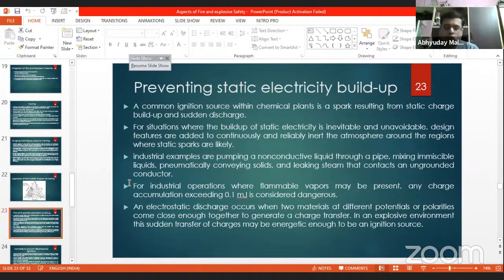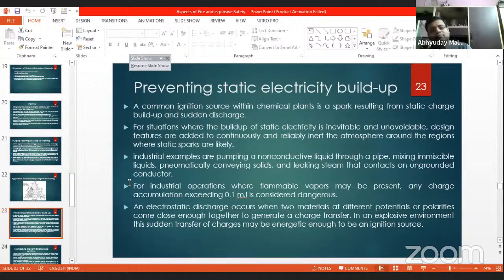Industrial examples which are very common and which commonly give rise to accumulation of static charge are, for example, when you pump a non-conductive liquid through a pipe. The friction of the liquid with the pipeline gives rise to the static charge buildup. If you mix immiscible liquids, there also is a lot of shear or friction between these two immiscible phases, which can lead to buildup of static charge. When you convey fine powders of solids through pipelines by pneumatic conveying, the friction of the solid with the pipelines can give rise to static charge buildup.